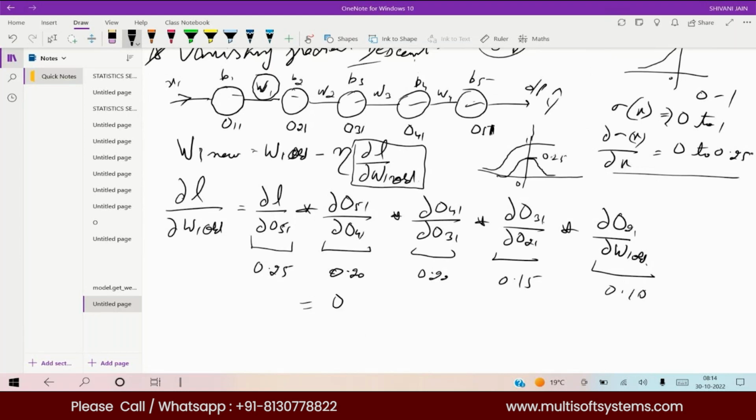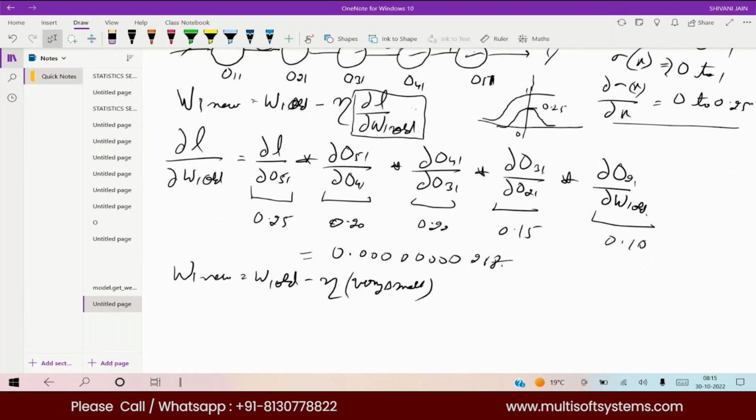So it will be 0.00008 times 0 and then some value, 268. Now, what you are giving to the model is this value. When you insert it into this equation, W1 new is equal to W1 old minus eta times a very small number, a very small number.